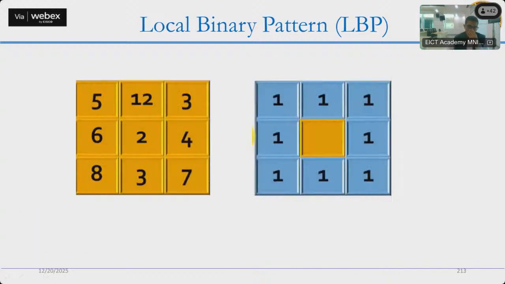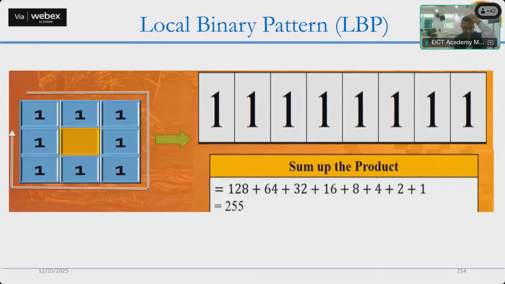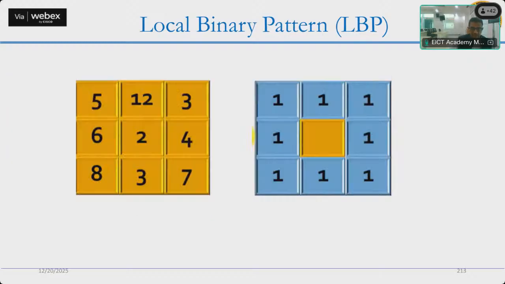In the same way, when we are saying here that the local binary pattern, and let's see the image is there, that part is. So what will we do? We'll basically multiply it, and then we will add up.